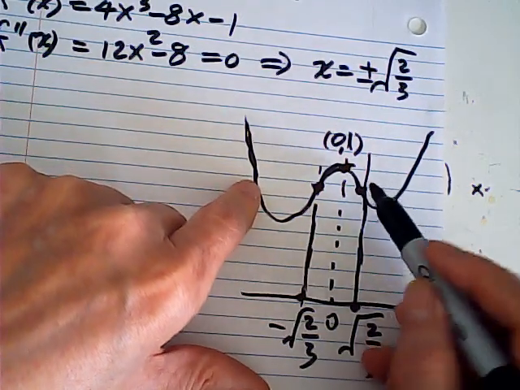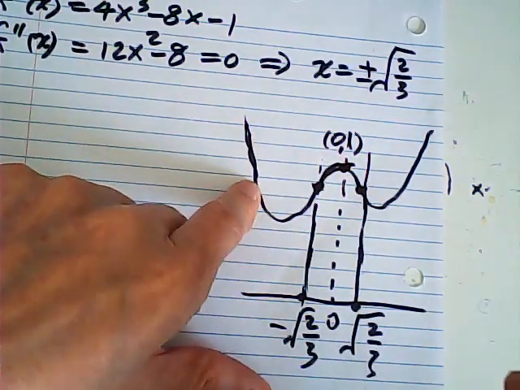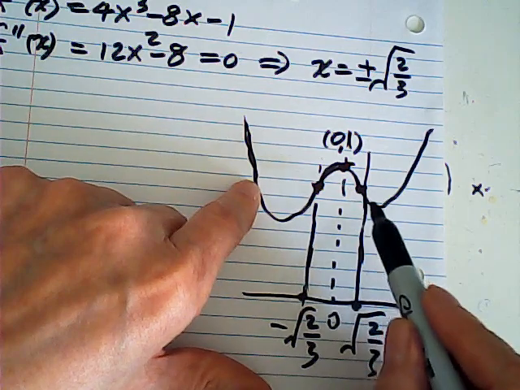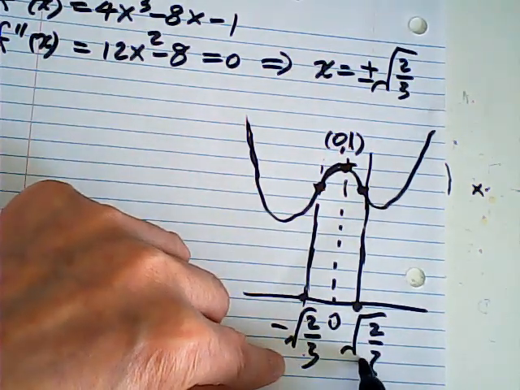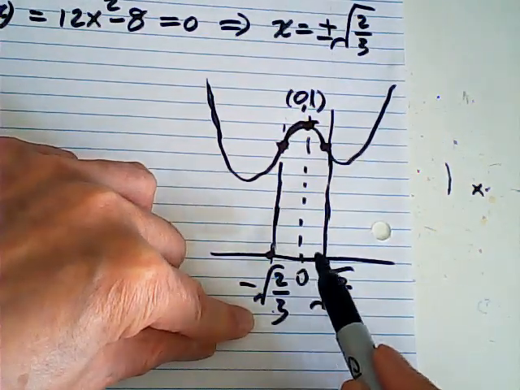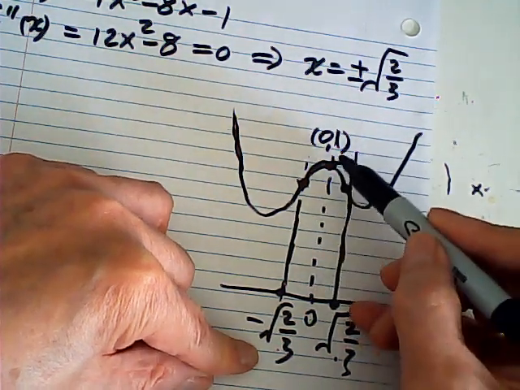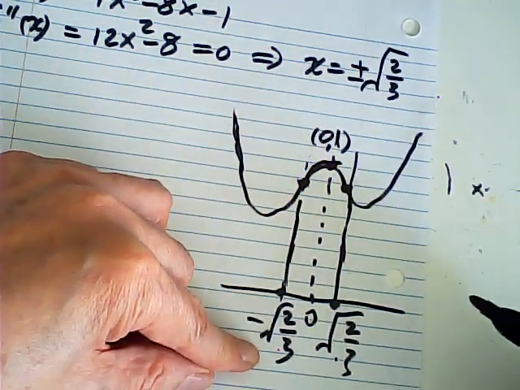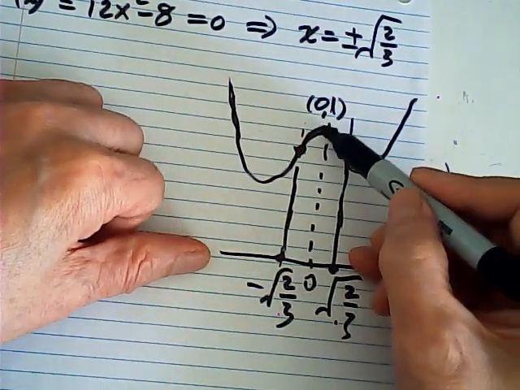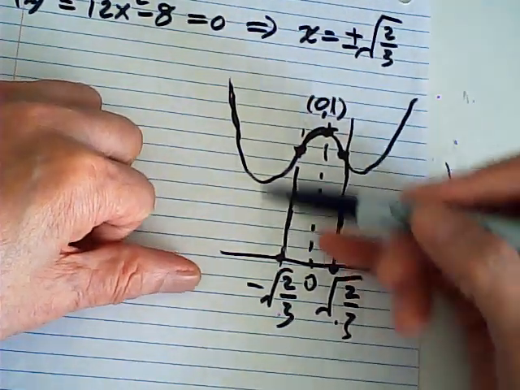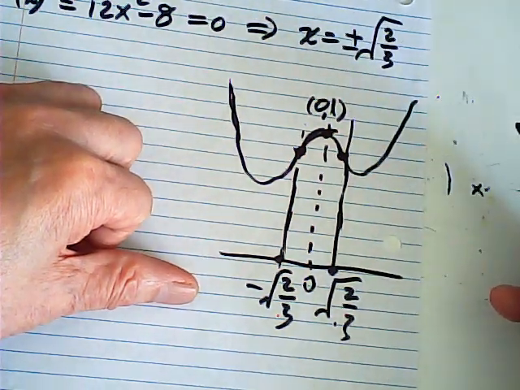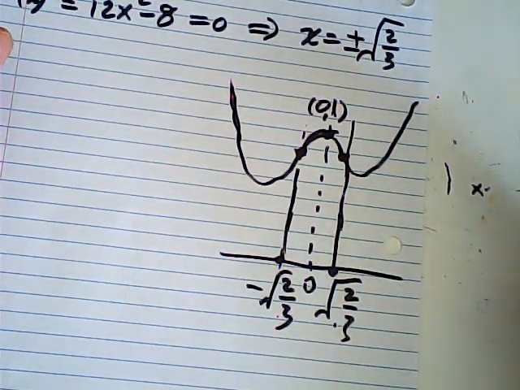But we know that the maximum must be between this and that, and may not necessarily be at 0, right? But I know that the maximum point must be higher than 1. Therefore, the maximum point must be above the x-axis. Okay?